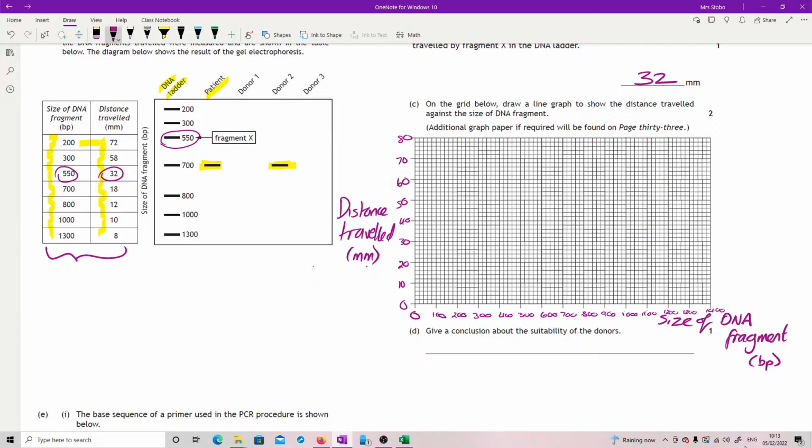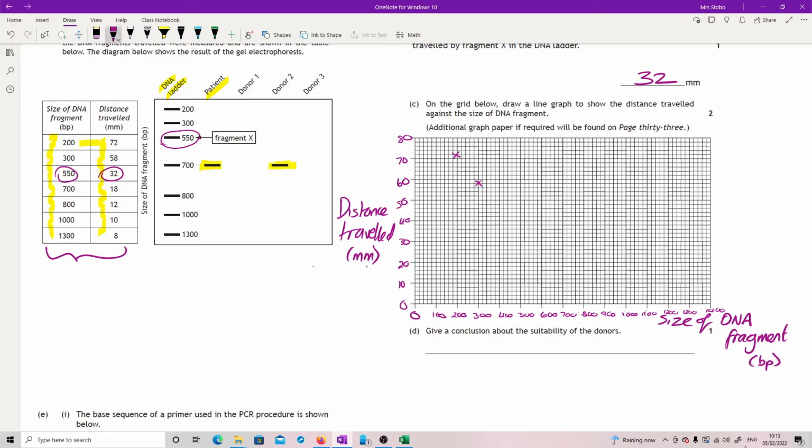Okay, second mark is for the plot and then them being joined neatly. So you then just have to work your way down. You're like, okay, so at 200 I am looking at 72, so there's my point. At 300, I am looking at 58. Oh, not so easy to do in the computer. There we go. And so on.